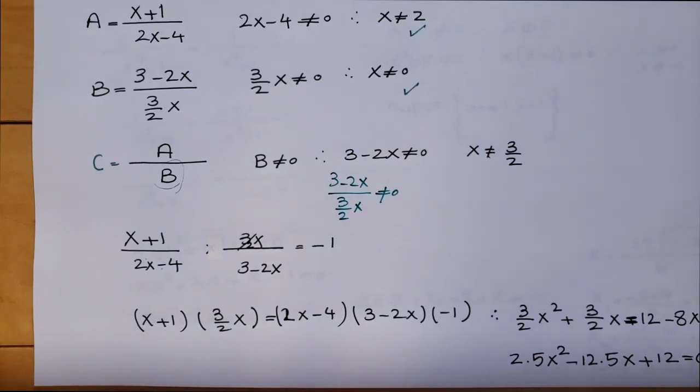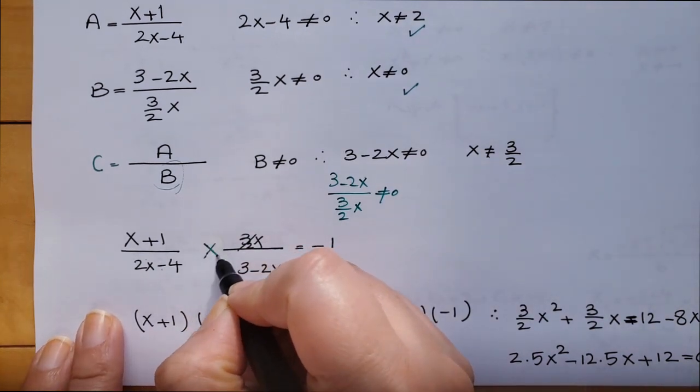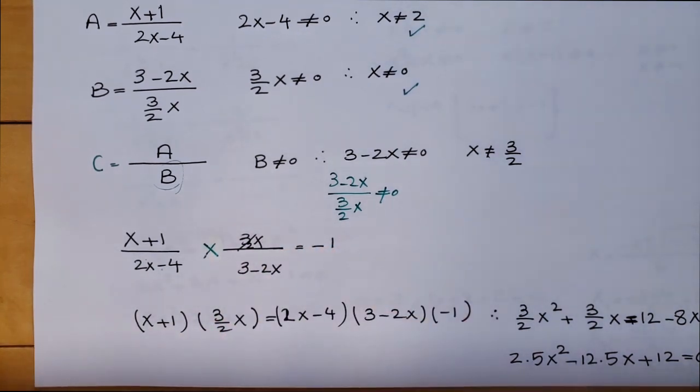For the rest of the equation, I will start by writing the first fraction, which is x plus 1 over 2x minus 4, and it is divided by another fraction. So if I want to find the answer, I'll keep the first fraction as it is, and then I just multiply it by the inverse of the second fraction. And on the other side it is equal to -1.